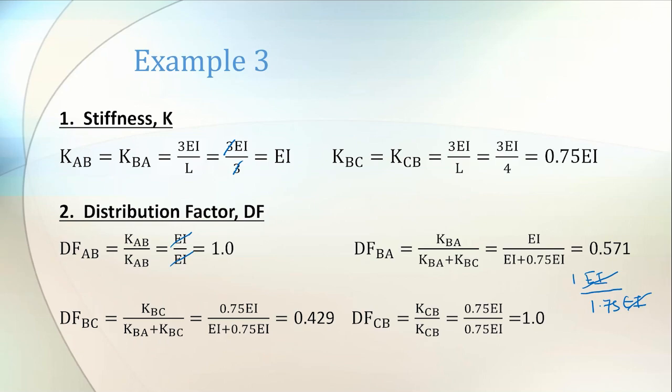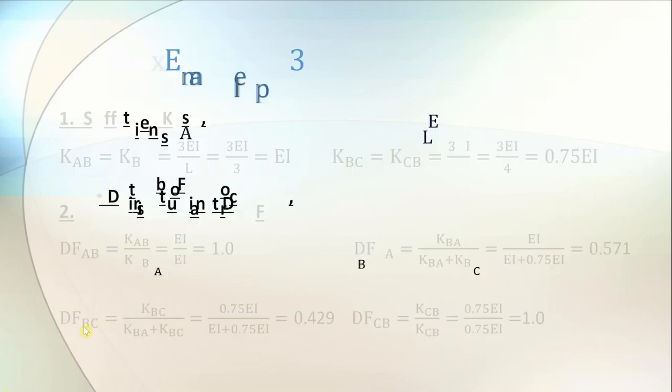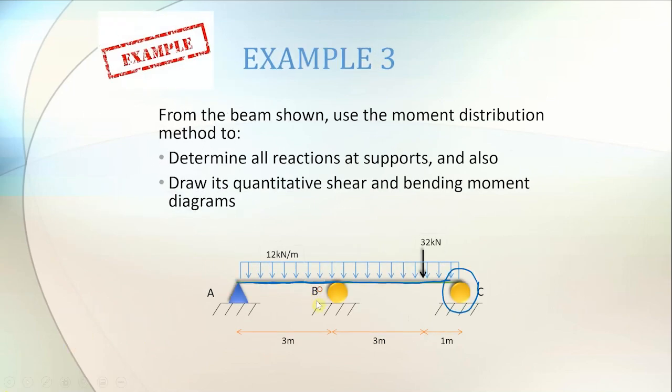Okay, ini 1 EI tu 1 EI. So 1 bagi 1.75, 0.571. For the FBC, so KBC divide with KBA and KBC again, sebab kita akan tengok dekat support B juga.